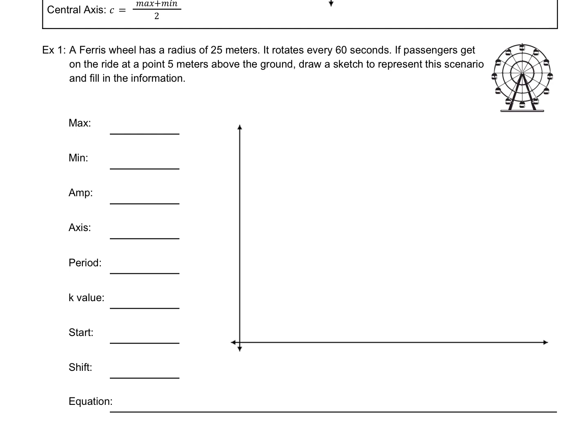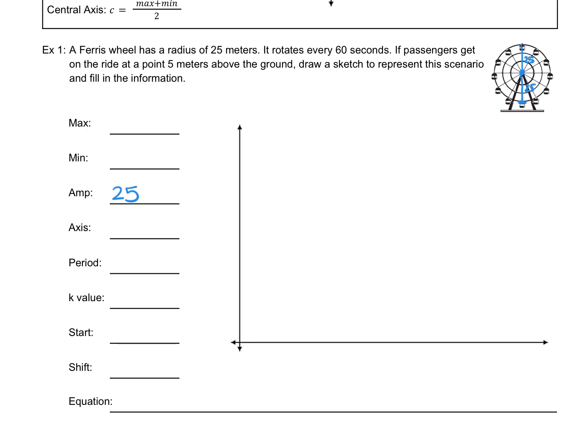So the radius is 25. So that means from the center of the wheel up to the max is 25, and from the center down to the lowest point is also a distance of 25. Now, if you already see it, that does actually represent our amplitude, because it's the distance from the midline to the maximum and from the midline to the minimum.